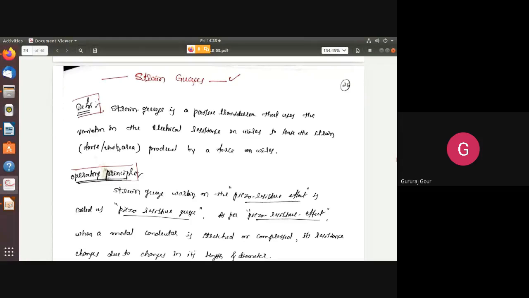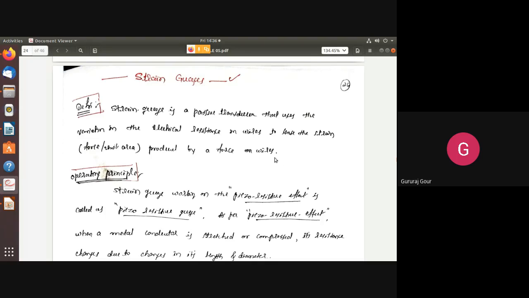But when you apply force on a particular area of the wire, that results in deformation or changes in the dimensions of the electrical wire. That results in a change in its resistance. That change in resistance can be sensed as a strain by the strain gauge, that is, by the force on the wire.